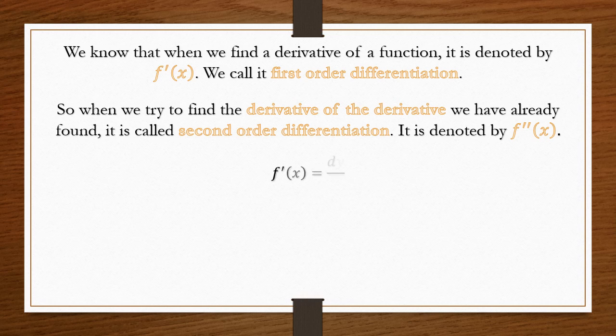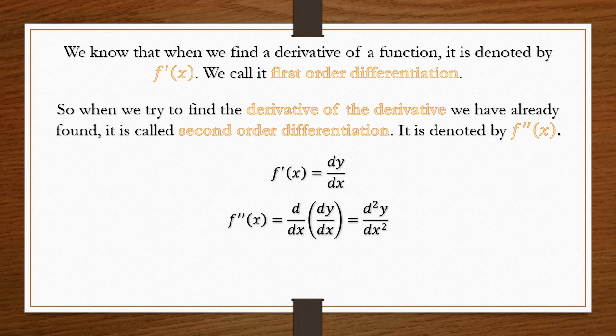Let's see, f dash x is dy upon dx. Now f double dash x is dy upon dx with d upon dx, that is the second time differentiation. So we will denote it with d into dy, that is d square y divided by dx the whole square. So f dash x is dy upon dx and f double dash x is d square y upon dx square. Okay, so dy upon dx is as good as f dash x and d square y upon dx square is as good as f double dash x.